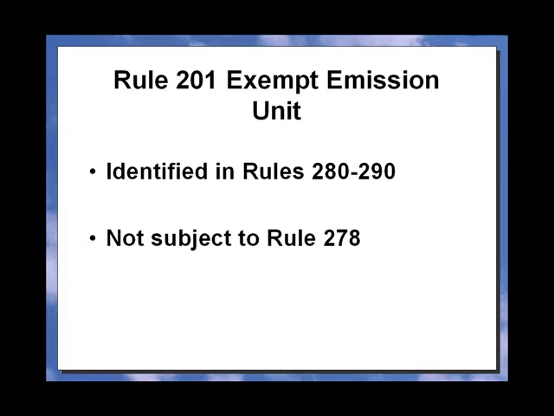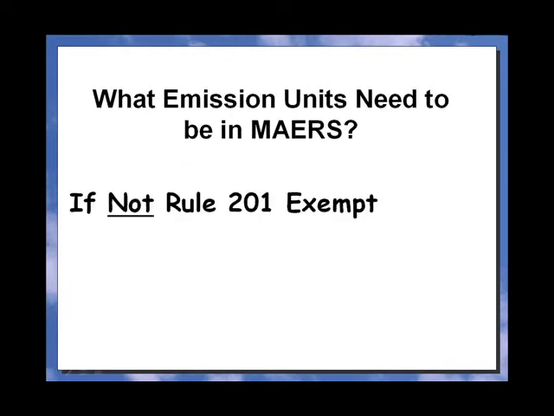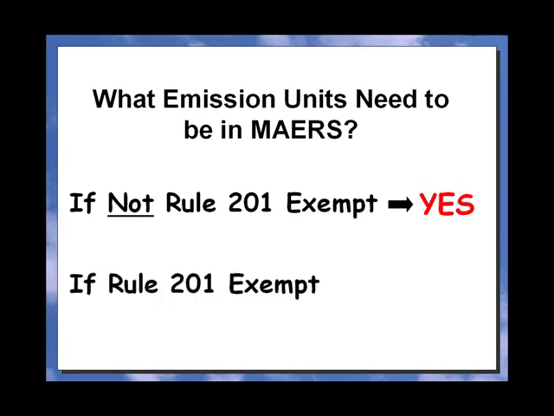So essentially the term Rule 201 exempt emission unit means that it's a unit or activity or process that's been identified in one of the rules 280 through 290 as being exempt from the requirement to obtain a permit. It's also not subject to Rule 278, which might exclude it from being exempt. So how do you know whether or not to include the emission unit in MAERS? Well, the general rule is that if it's not Rule 201 exempt, then you need to include the emission unit in your MAERS report. If the emission unit is Rule 201 exempt, then you have to look at a few more factors to determine whether or not it should be included in your MAERS report.